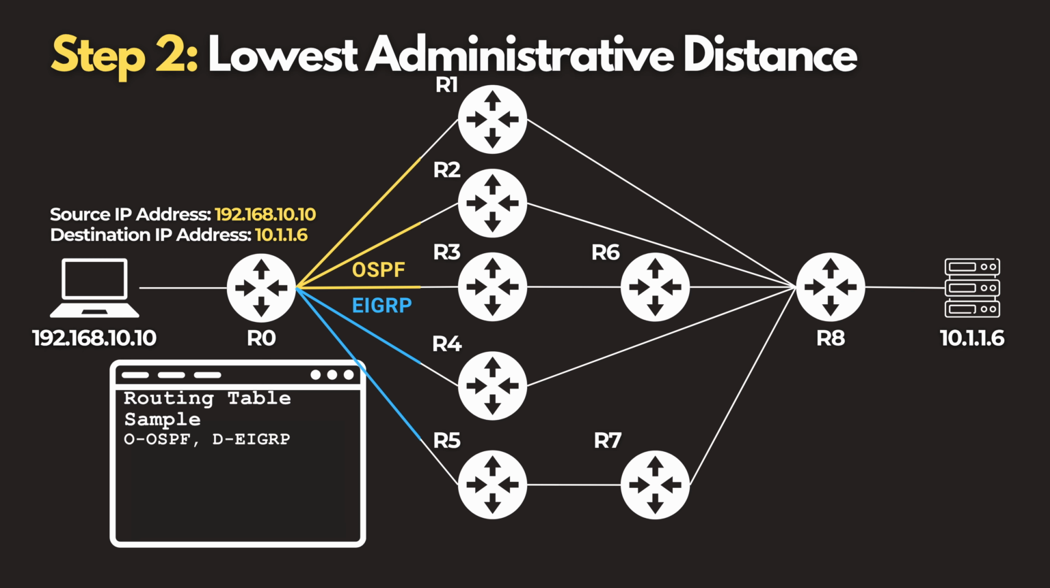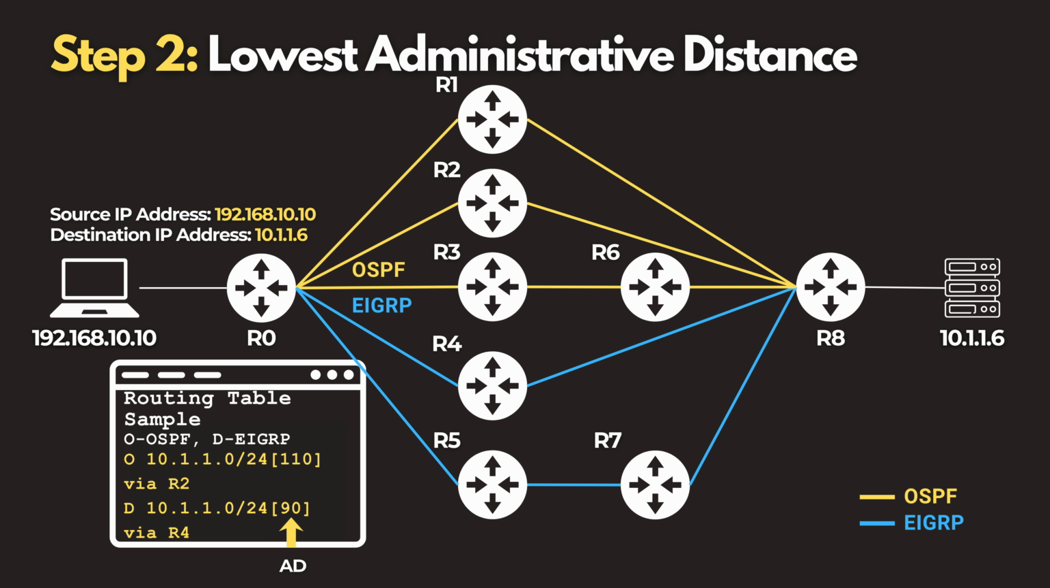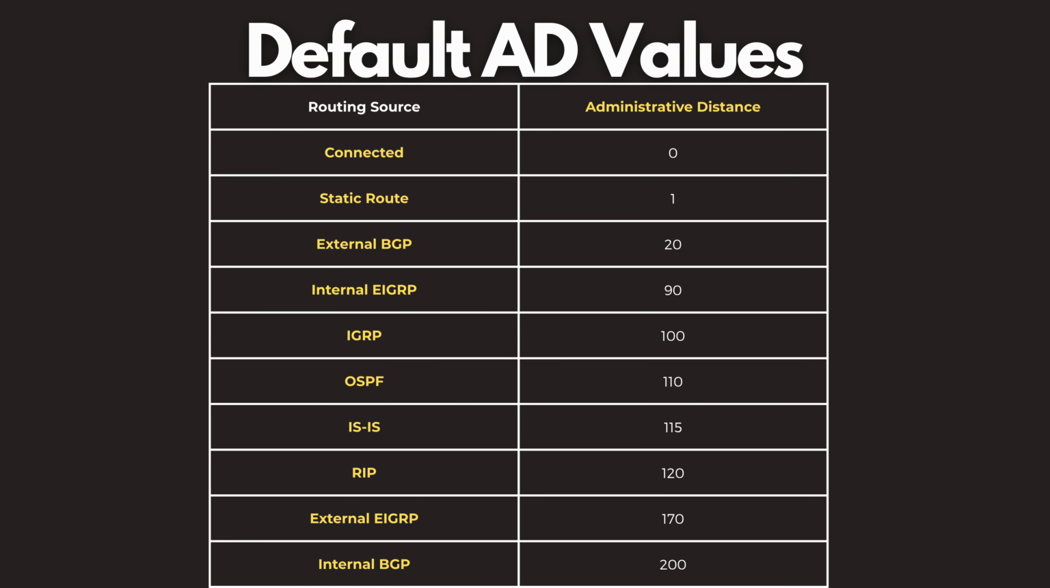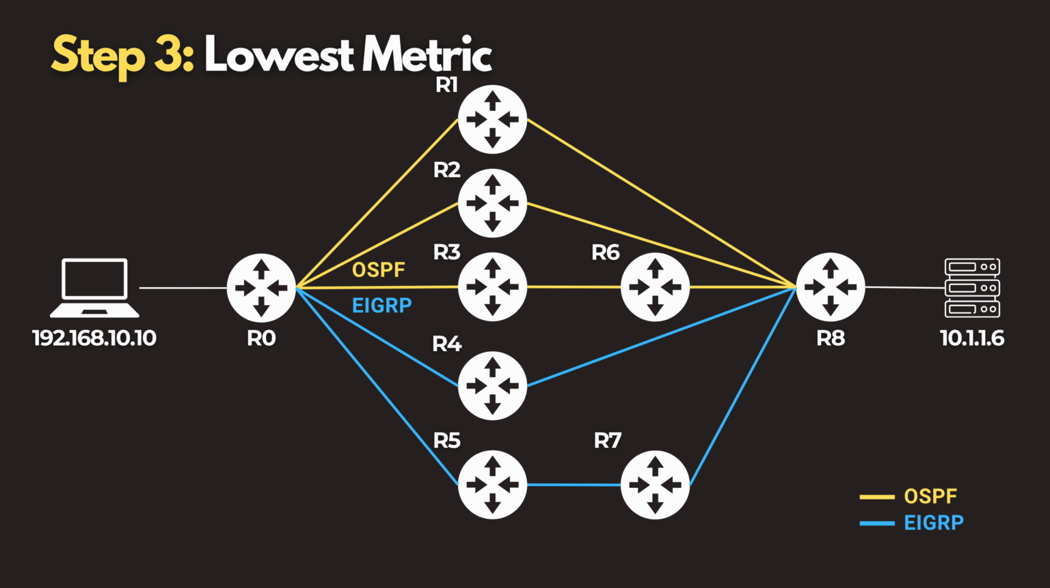Step 2. If different protocols, for example OSPF and EIGRP, offer the same prefix, the router checks administrative distance, also known as AD. It is a trust score, and the lower AD wins. In this case, EIGRP's 90 is better than OSPF's 110. Not because it's faster, but it's just more trusted by default. AD is local to the router, and these are the default values on a Cisco device. If AD ties, which happens if the same protocol have two paths, it will go to step 3.